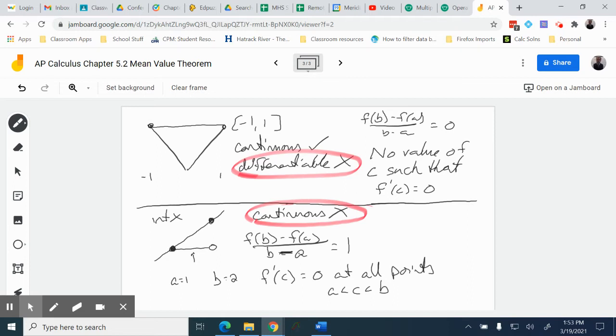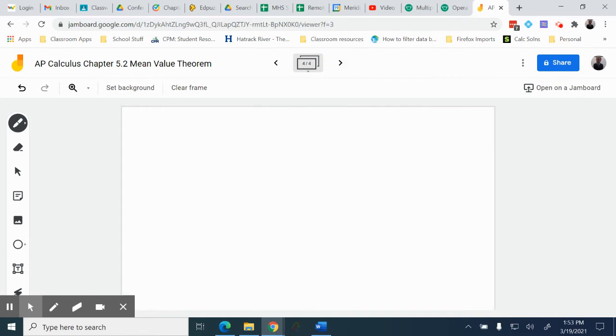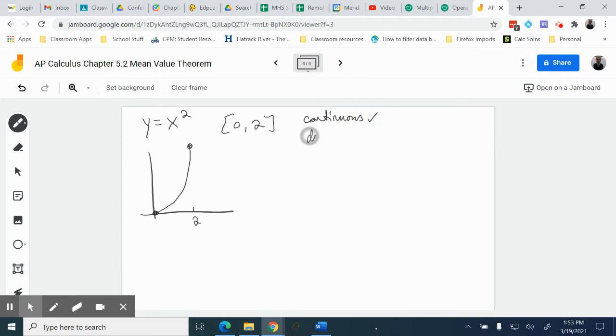All right, so let's look at some examples of the actual mean value theorem in play. So we've got y equals x squared on the interval 0 to 2, and we need to find the value of c. So first of all, does the mean value theorem apply? Well, the answer is yes. This is a continuous function because all polynomials are continuous. It is a differentiable function because all polynomials are differentiable.